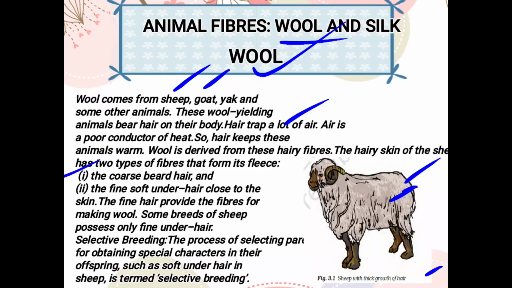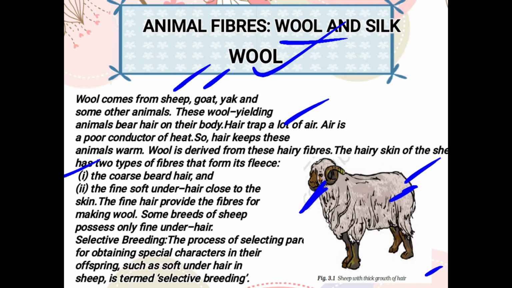The first one is coarse beard hair. Now these types of hairs are found over here, and these hairs are a little bit hard. The next kind of hair found on the animal's body is the fine soft hair. Now these fine soft hairs are the hairs which are very close to the animal's body. That's why they are very fine in nature and very soft in nature. So whatever fibers are made from these fine soft hairs are of very good quality. Fine, and they also provide sufficient heat.